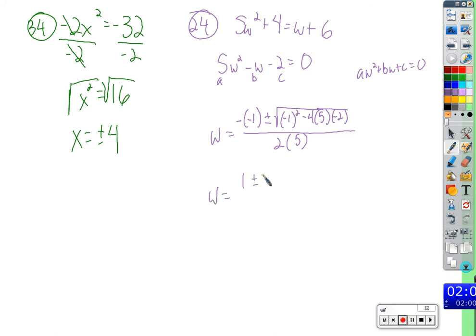Positive 1, plus or minus the square root of, this is going to be 1. This is going to be a negative times a negative times a positive, so that's going to be positive. It's 20 times 2, that's 40. Over 10. 1 plus or minus the square root of 41 over 10.